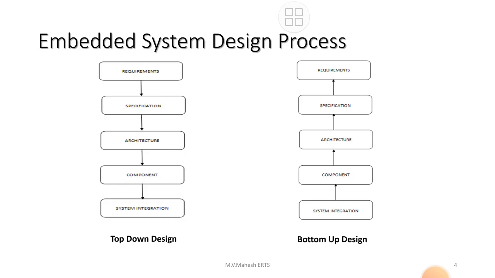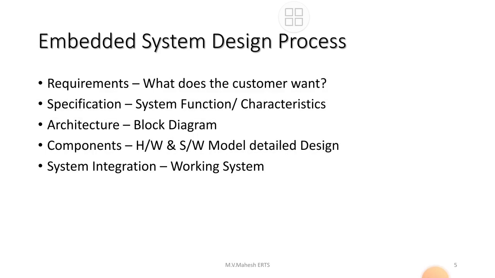So the major difference between these two is when a system is designed starting from requirement and finally ending up with system integration, we call it top-down design. The same thing, when it is done as reverse engineering, we call it bottom-up design. Similarly, it starts with system integration, component, architecture, specification, and requirements. So we have seen five different models in the previous diagram.